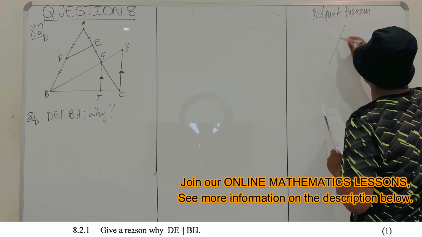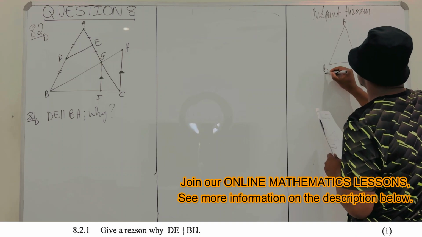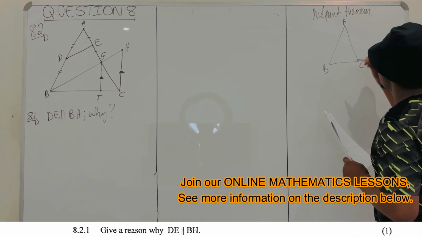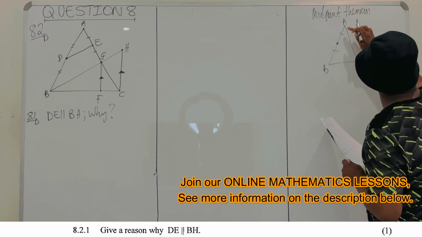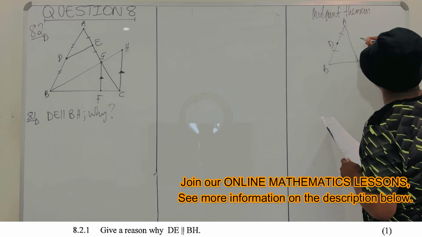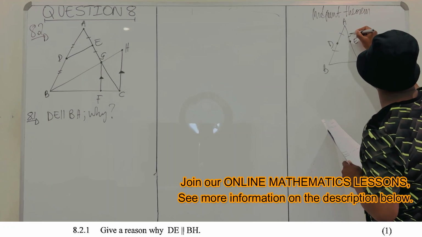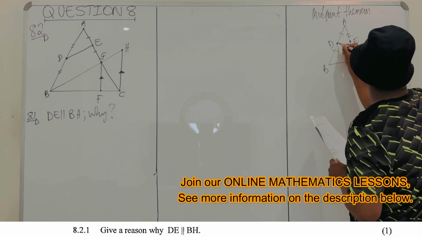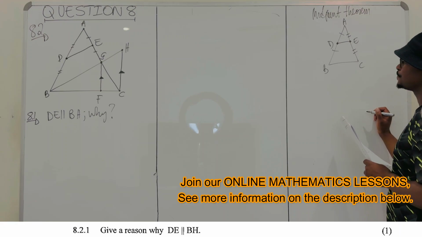So let's suppose that you have a triangle. I'm going to call it A, B, C, right? And let's suppose that there's a point D, which is the midpoint of AB, and another point, maybe E here, which is the midpoint of AC. So let's join those 2 points, those 2 midpoints.